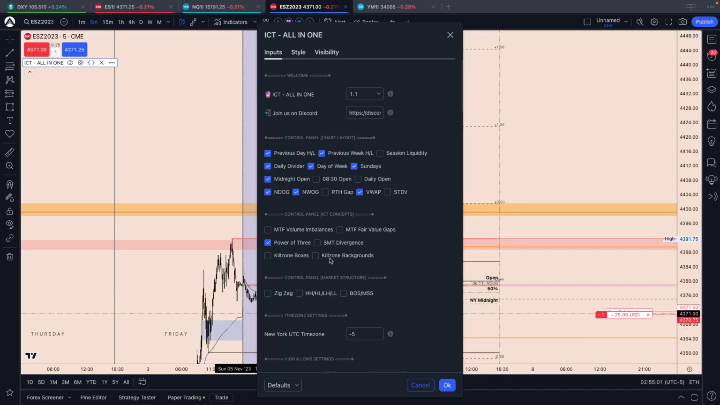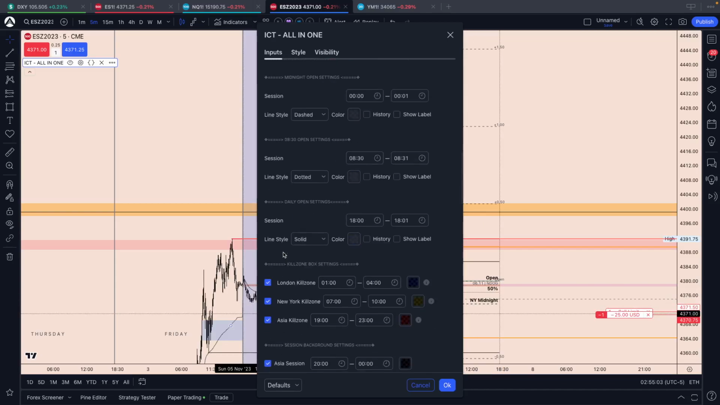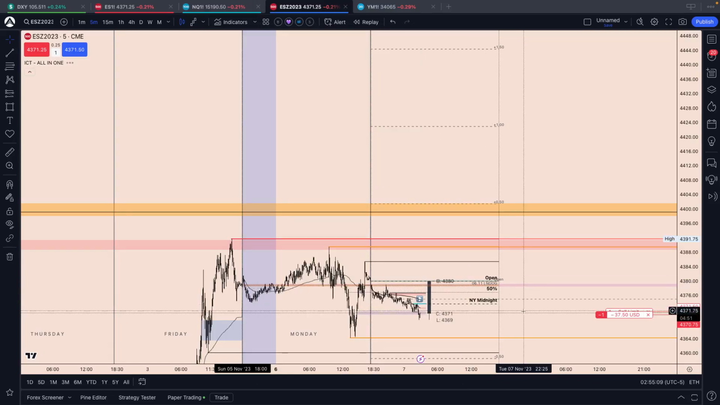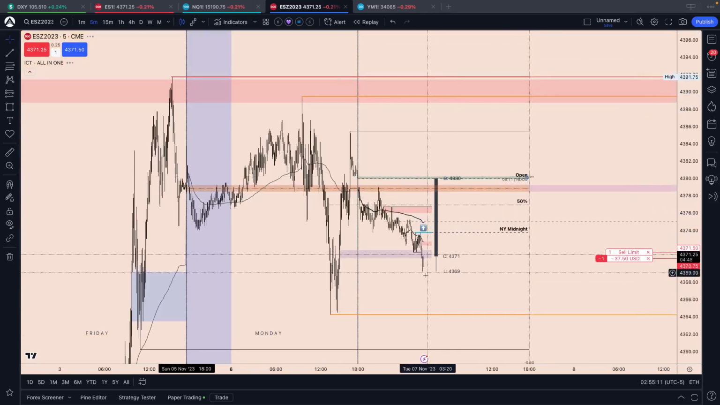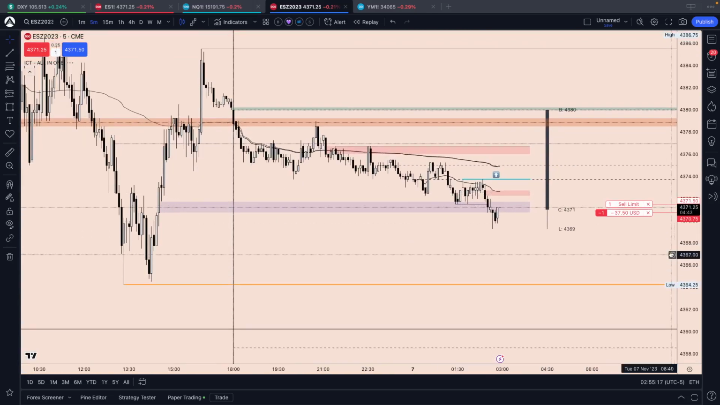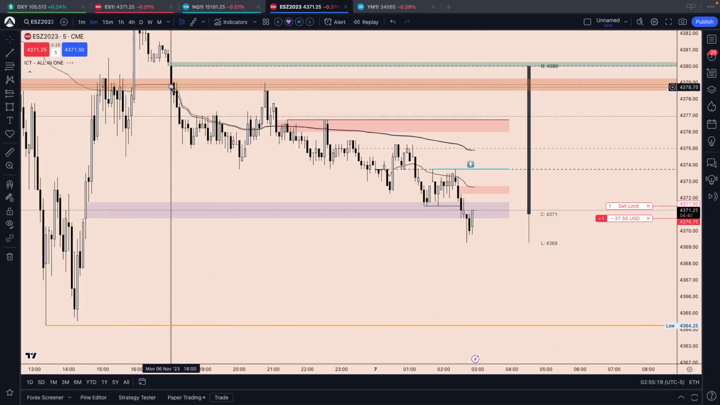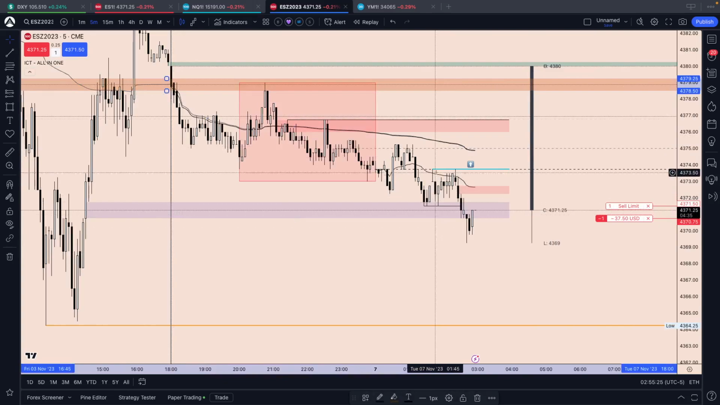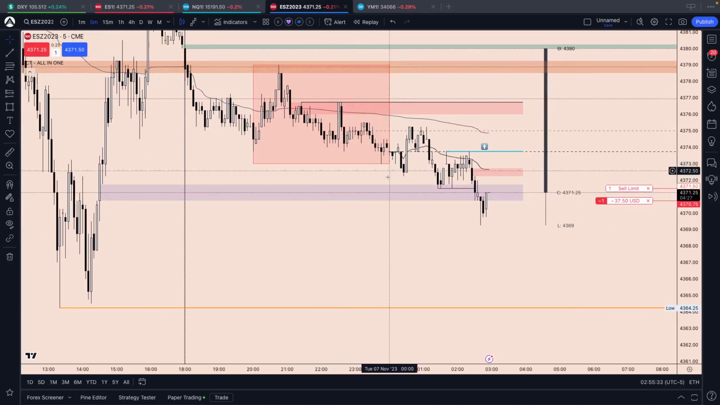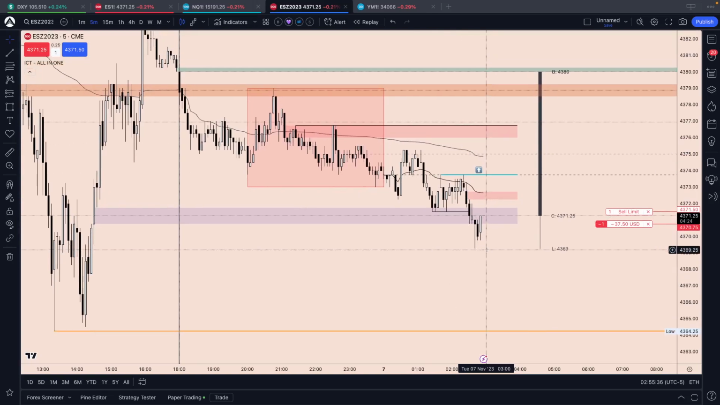Kill zone backgrounds, we do not really need that. We can take a look at the kill zone boxes and turn off the London and New York kill zone to see the Asia session on our chart. Asia low has been taken. We made these lower lows from here. Here we have the Asia high.